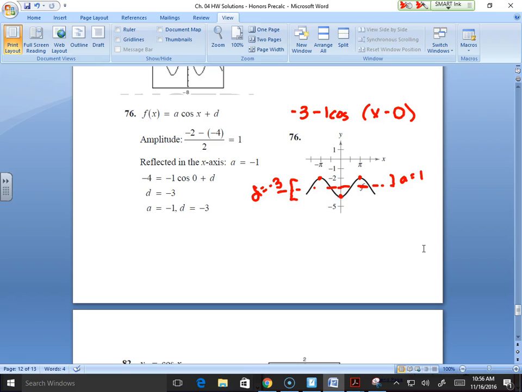So negative 1 cosine. Now I need to figure out the b. How do I figure out the b? It doesn't come straight from the graph. The period comes straight from the graph. So what does the period equal?